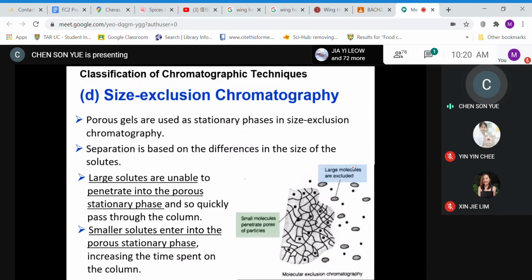Size exclusion chromatography here. You can see there are many pores here, the porous gel, with small openings. So you can see the small molecules can penetrate into the holes of the stationary phase. The whole thing is a stationary phase. The big ones cannot go in, so they will come out faster.